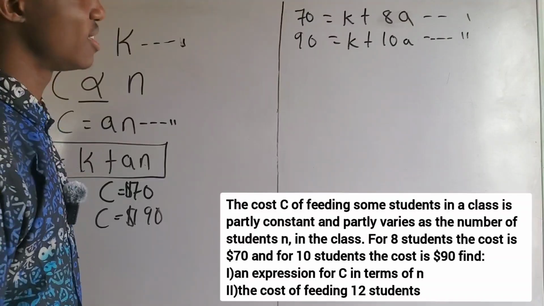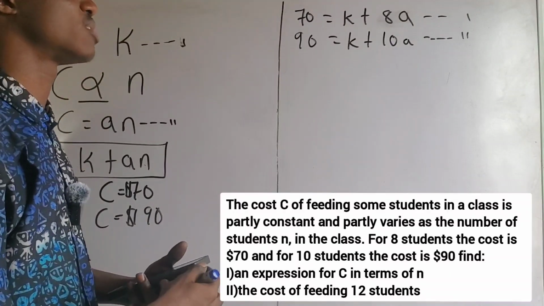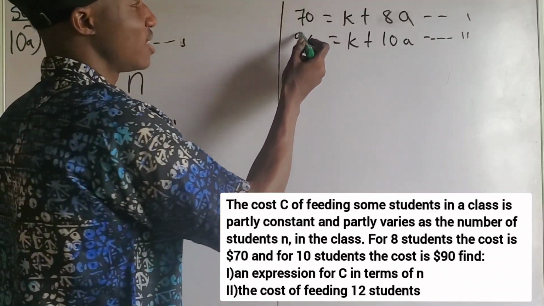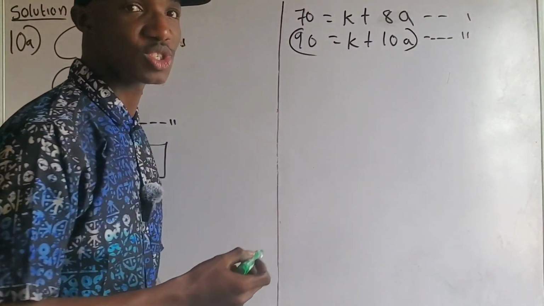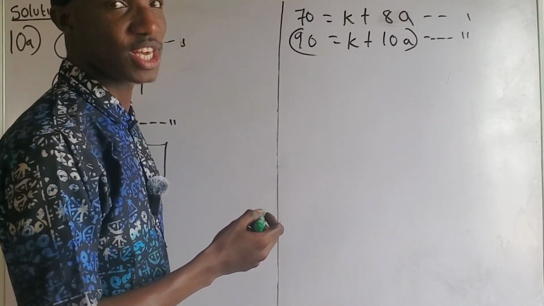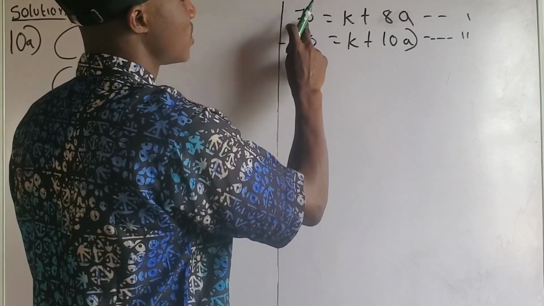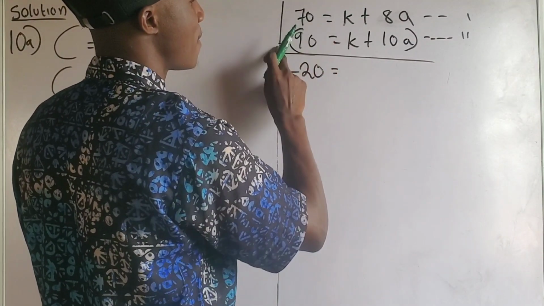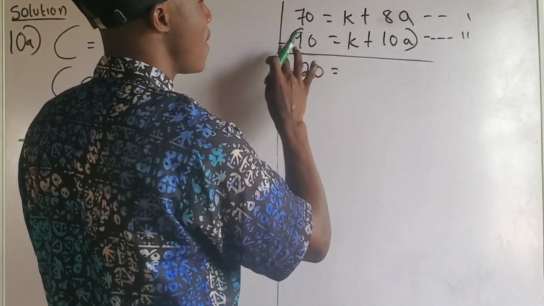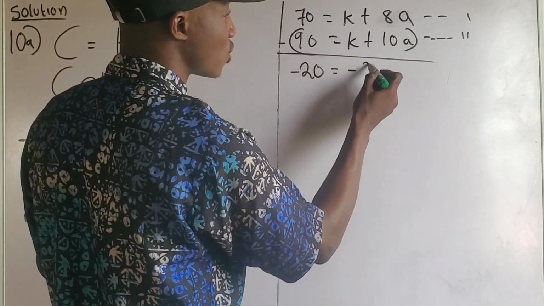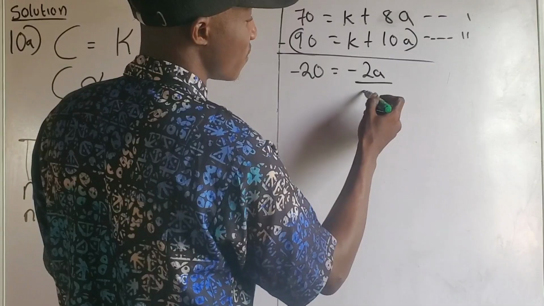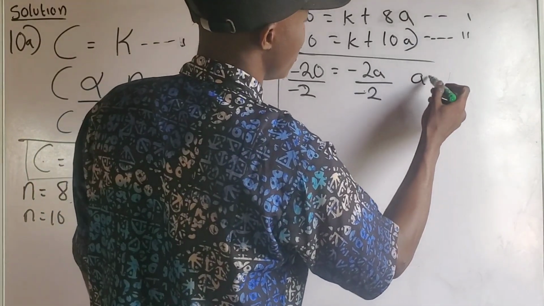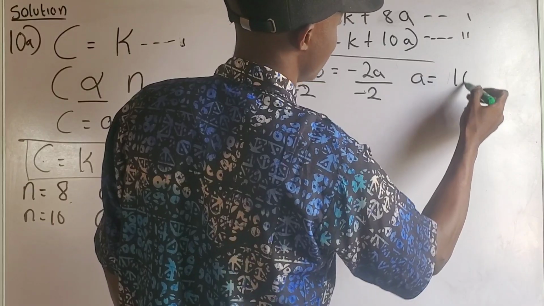Do you understand? Now, the next step is that we are going to solve the equations simultaneously. I'm going to use the elimination method because we can easily subtract equation 2 from equation 1 to eliminate the value of K. So 70 minus 90 gives me negative 20, right? Negative 20 equals K minus K, that is 0, and 8A minus 10A is minus 2A. To get the value of A, divide by negative 2. So A equals 10.